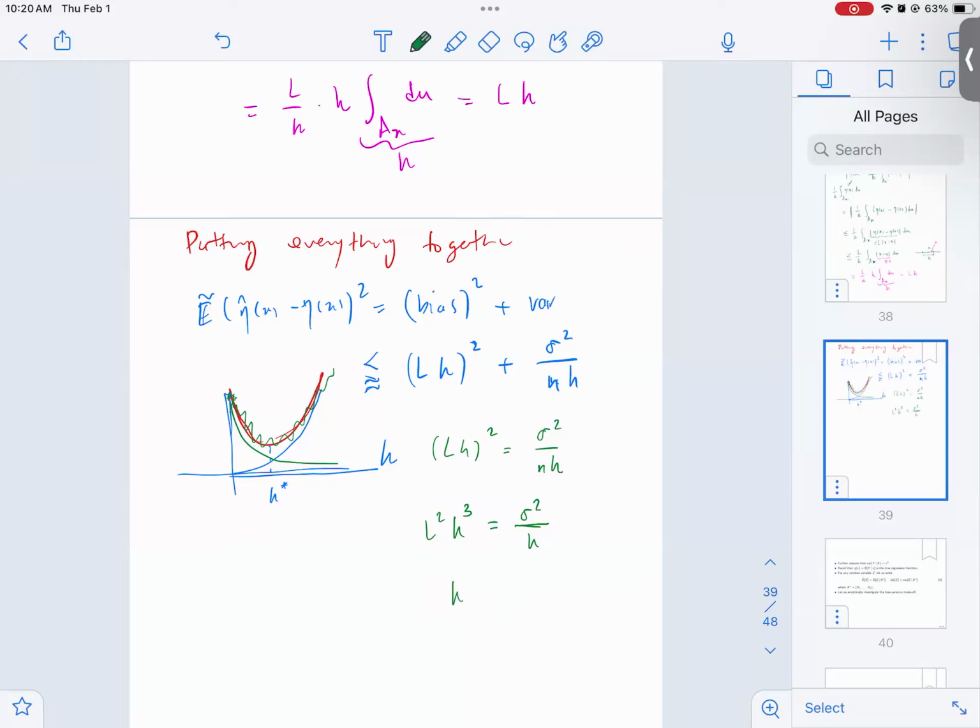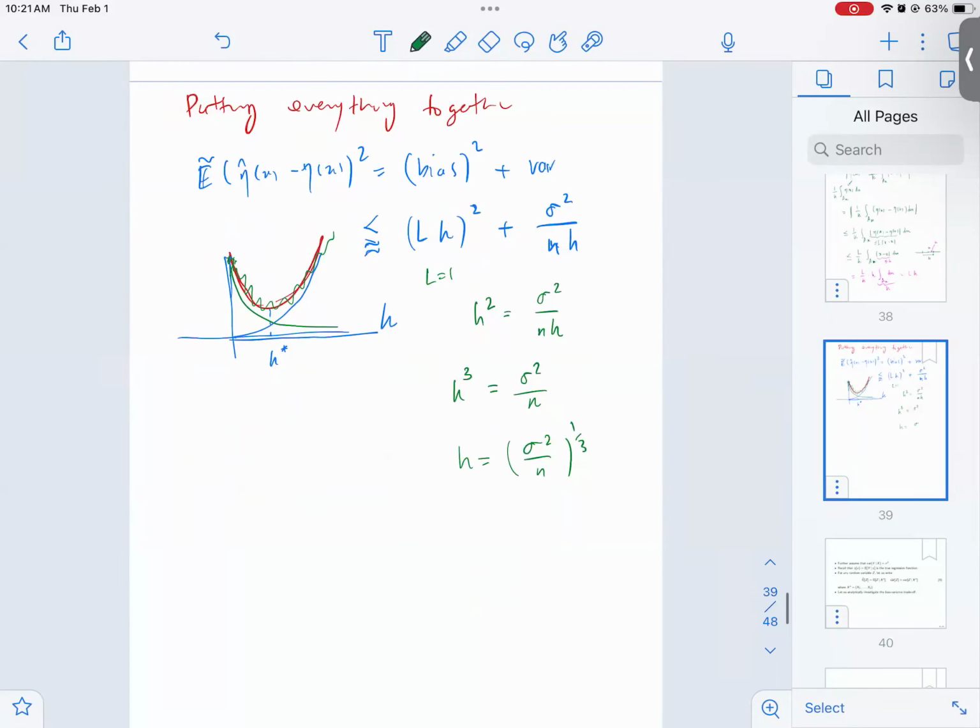And so h would be sigma squared over n L squared. Let's do L equal 1, I don't want to worry about L. So what I get is h would be sigma squared over n to the power 1/3. And when I plug back in, the two terms would be similar, right?